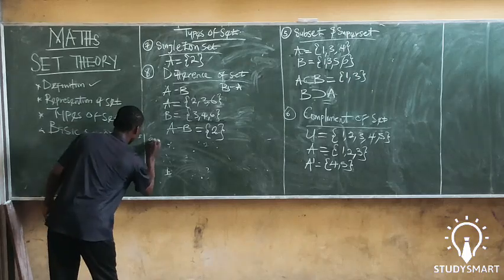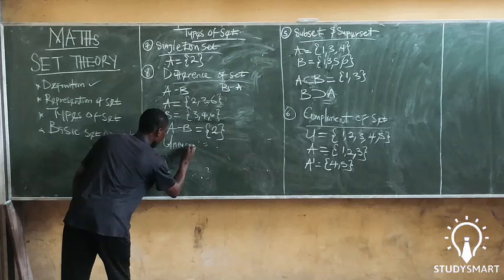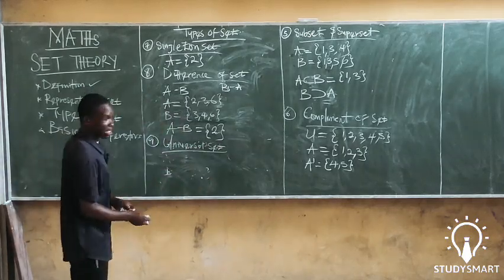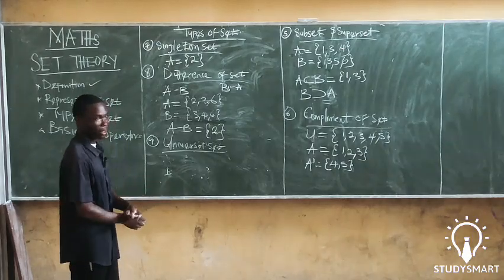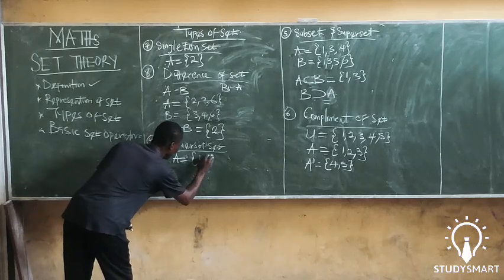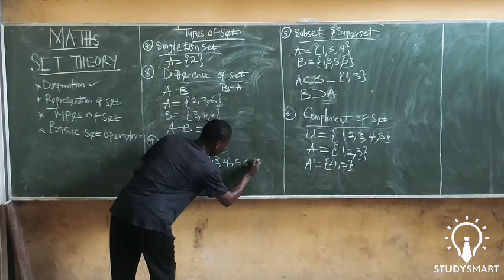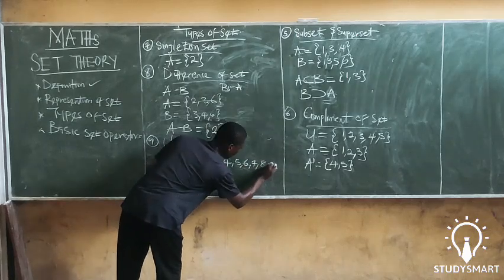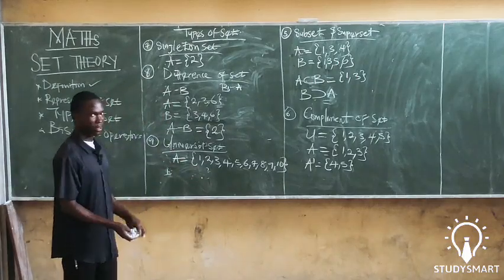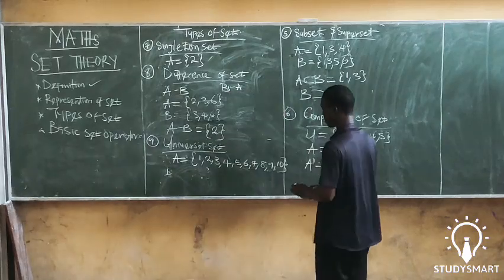And we have the universal set. The universal set is the set of all possible elements. For example, we have A equal to 1, 2, 3, 4, 5, 6, 7, 8, 9, and 10. This is a typical example of a universal set.